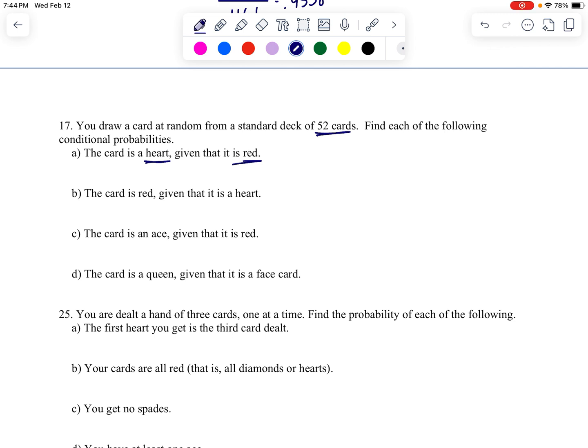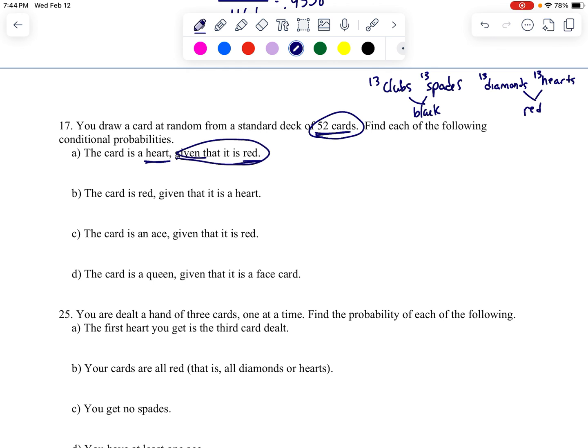It's a heart, given that it's red. Okay, so if we don't know anything about hearts, there are 4 suits. There are clubs. There are spades. Each of these being black in color. There are diamonds. And there are hearts. Each of these being red in color. There are 13 clubs, 13 spades, 13 diamonds, and 13 hearts for a grand total of 52 cards.